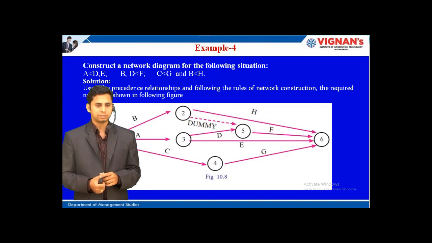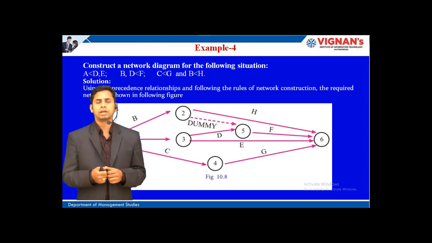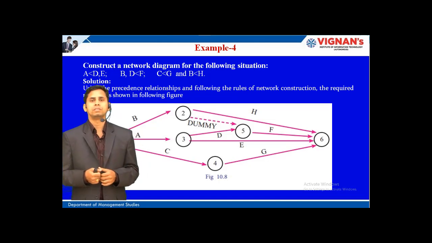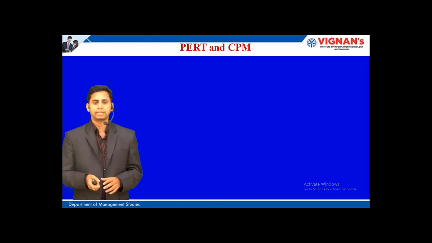But what about F? For F, B and D both are the predecessors. Now B and D are not connected directly. How would you connect B and D? Simply with a dummy activity. That's why B and D are connected with a dummy activity at event 5, and there we have drawn the F activity. In that way, we are supposed to understand the data given for constructing the network diagram, and finally we complete the network diagram in this way.